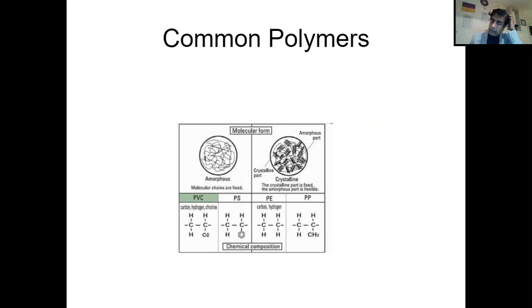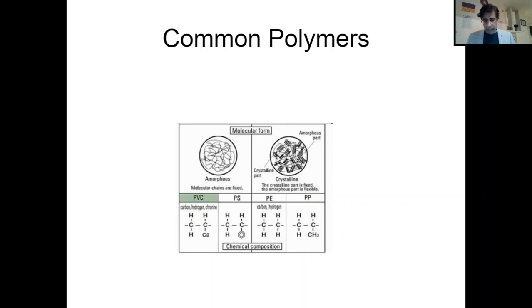Okay, and polyvinyl chloride is amorphous, it cannot be crystalline, whereas polyethylene and polypropylene are crystalline with some small portion amorphous. When the chains are stacked on each other, it's a crystalline structure, and when they are not, they are amorphous. So usually polystyrene and polyvinyl chloride are amorphous, and on the other hand polyethylene and polypropylene are crystalline because the majority of the polymer chains are stacked on each other.